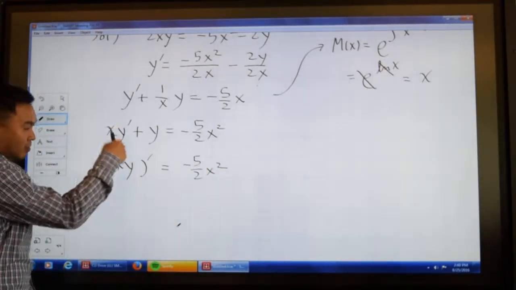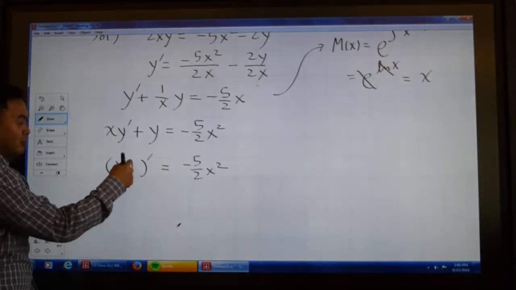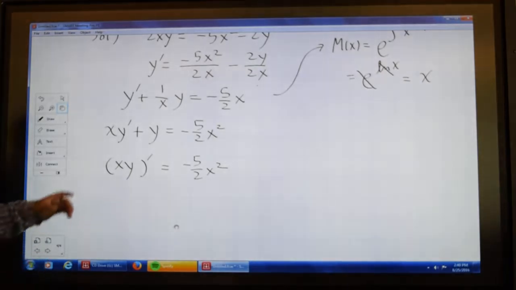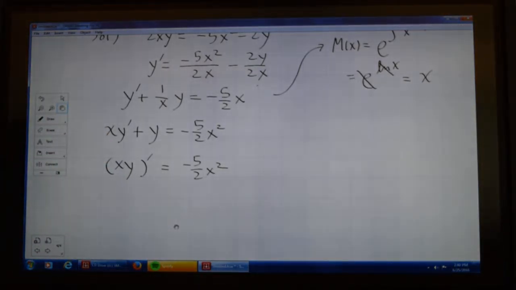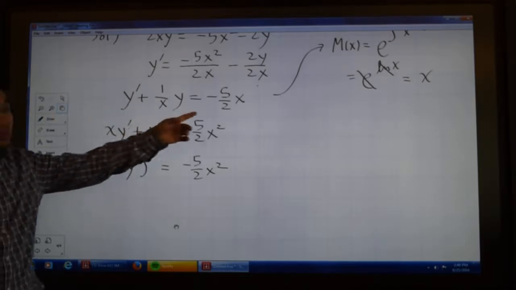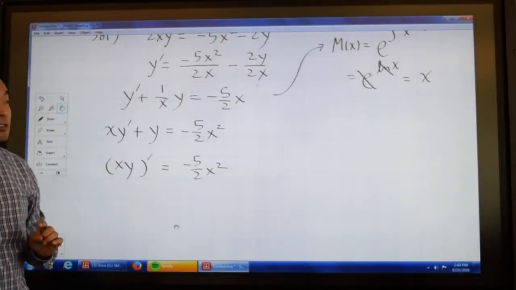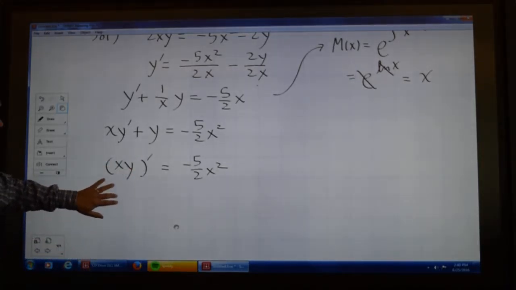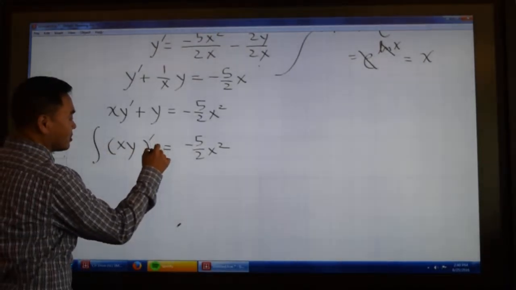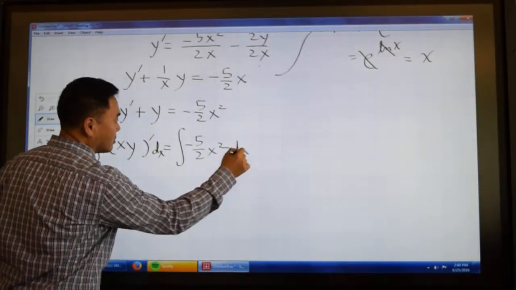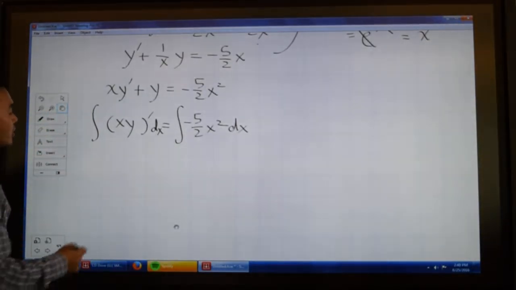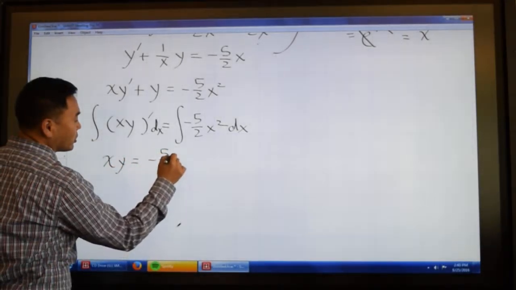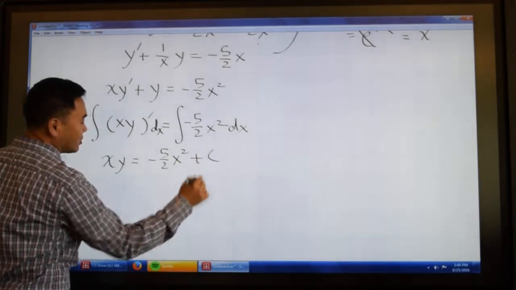It's always this thing brought down exactly as it is, except that the prime should be outside the parentheses, right? So if you believe you correctly calculated your multiplier, you can just bring this down here and put a parenthesis, just like that. Now we're going to integrate both sides. And that gives you xy equals negative 5 over 2 x squared plus c.